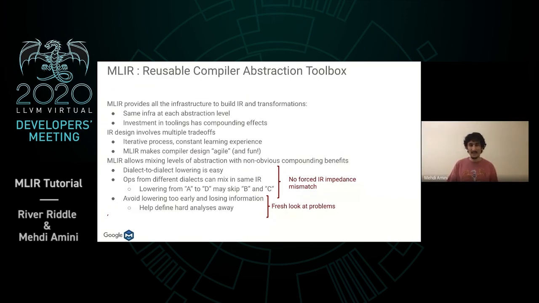The IR design involves multiple trade-offs. It's hard to get it right in the first place, so it's frequently an iterative process. You have to learn, you have to adjust, requirements can change. And MLIR makes compiler design as agile as writing software itself. And so finally, there are also non-obvious compounding benefits to the way you can mix and match levels of abstraction. And hopefully you got a glimpse of that today. And one of the interesting parts to me is that by avoiding losing the information too early, it gives us a really fresh new perspective on how we approach solving problems with compilers.